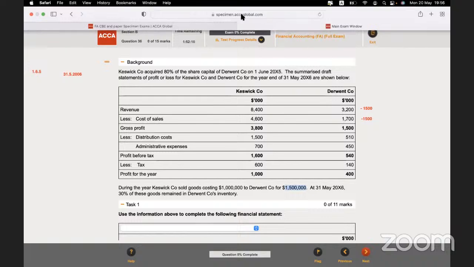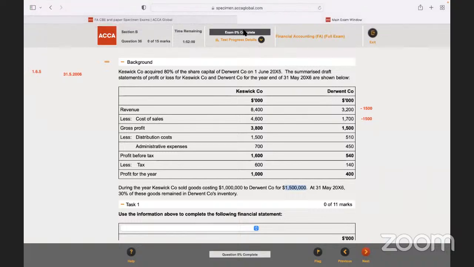Or you can even load this in your laptop or something and start doing it with me, because this particular question is available for you readily. Then what happened? 30% of the goods remained inside the inventory. That's the URP. Now it's slightly different.